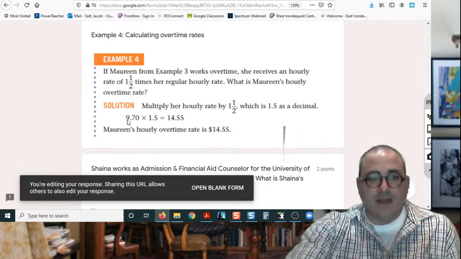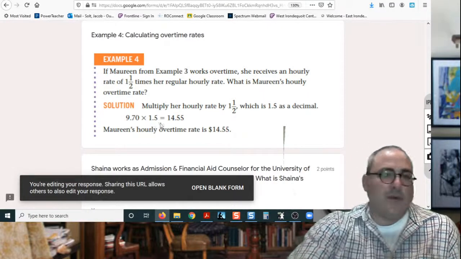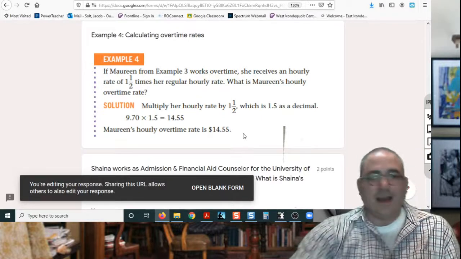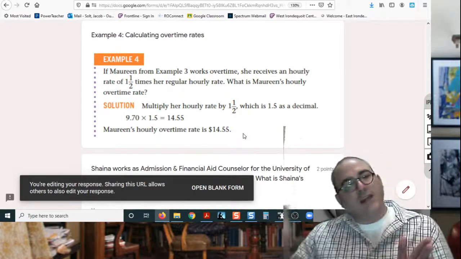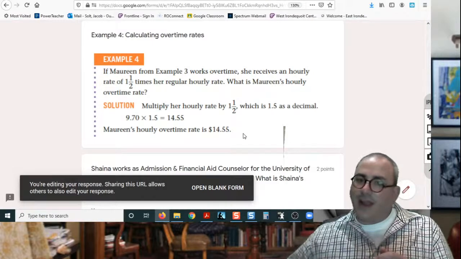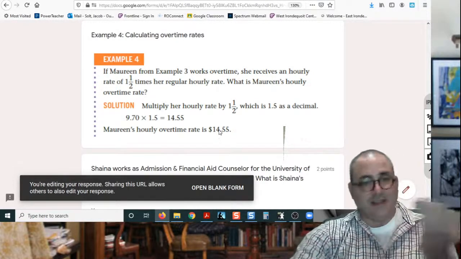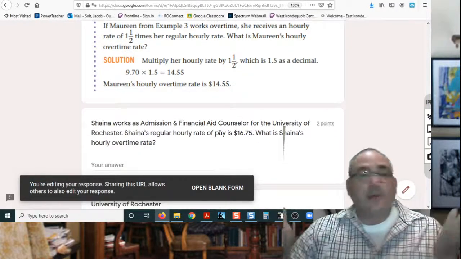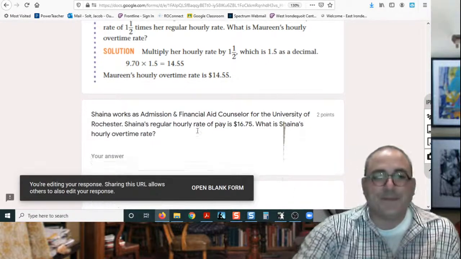So here we go. There's the $9.70 that Maureen made in example 3. We're going to multiply it by 1.5, and we find out that Maureen is getting paid $14.55 when she's making overtime. When she goes over that 40 hours, when she works that 41st hour and the 42nd hour and every hour after that, she's getting paid $14.55. This is important to know because you might not want to get ripped off by some employer who isn't paying you right. So that's why we're here.